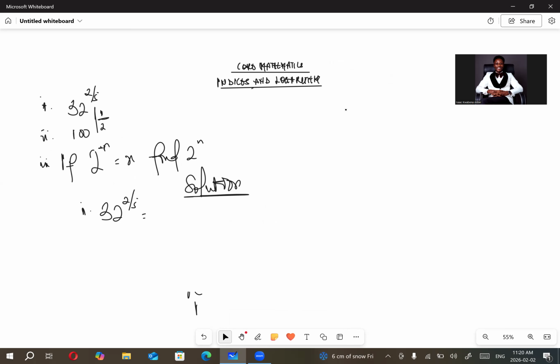I think last time I told you there is a relationship between fractional index and root of numbers, right? So this one is equal to fifth root of 32 exponent 2.